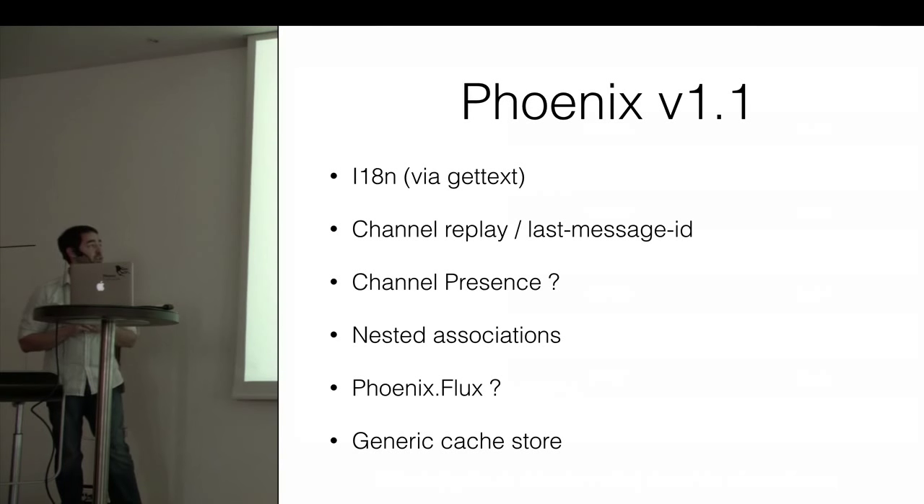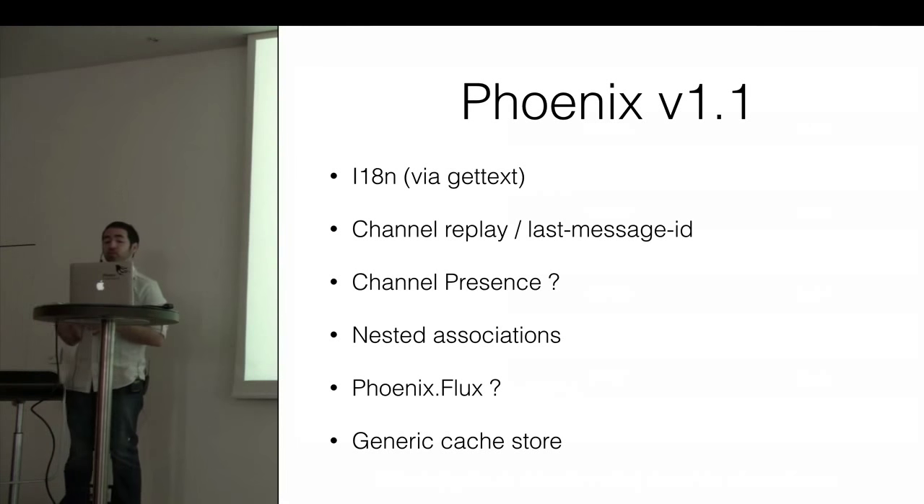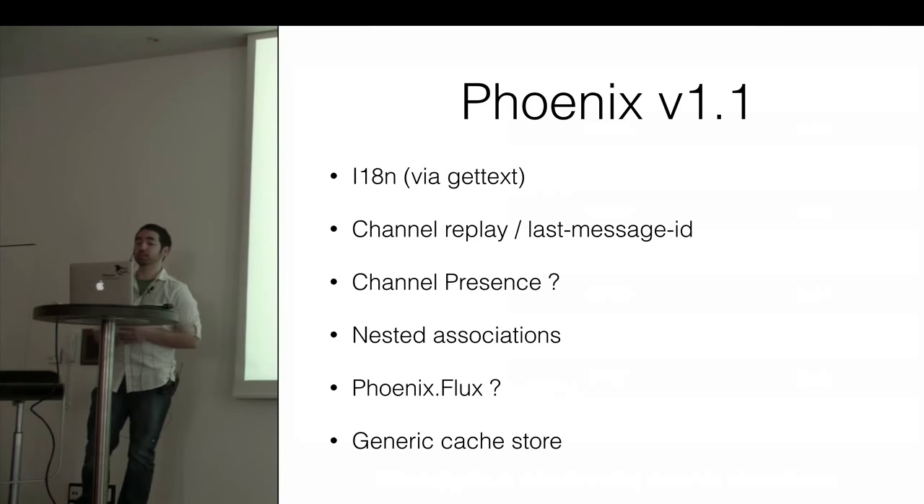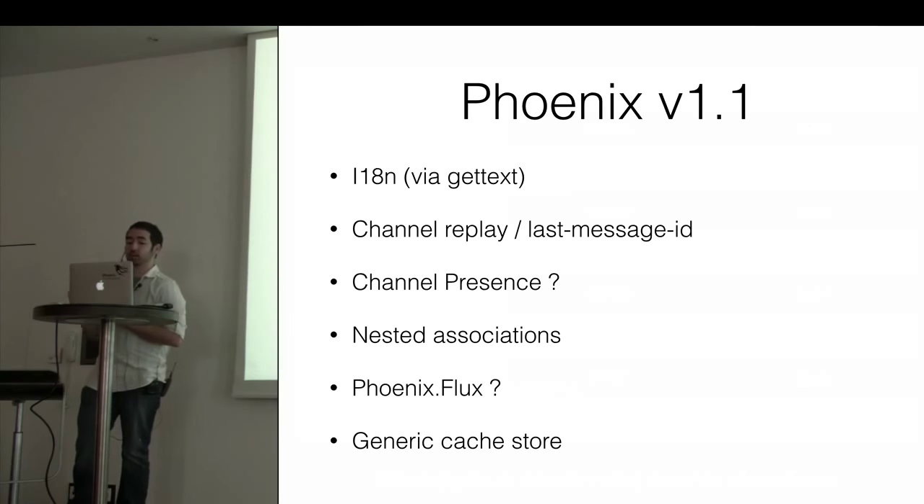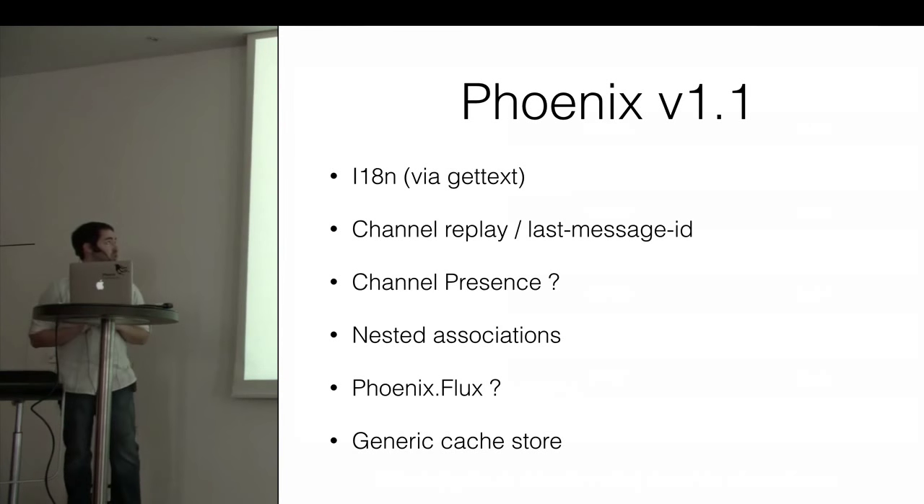And the same with channel presence. We talked with the MongooseIM folks. XMPP solves a lot of these issues. So we're trying to see what's the best way to say who's on this channel? Because right now, you can just put it in an agent, but you have to roll your own code to say, when someone joins, spin up an agent in Elixir and say, okay, this person is joining this channel.